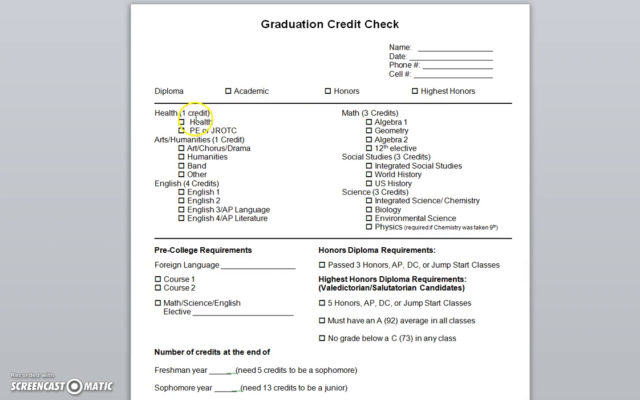At this time, just take a look at this section of your credit check form. Make sure that you have health and PE. If you did not have PE, you should have had JROTC to fulfill that part of the transcript. Again, arts, humanities. If you took an art class, were in chorus, took a drama or humanities class, or if you were in band, any of those will fulfill that requirement. So you should have no problems checking your transcript for that.